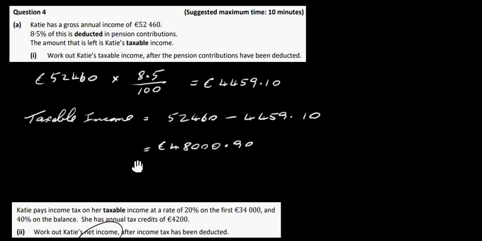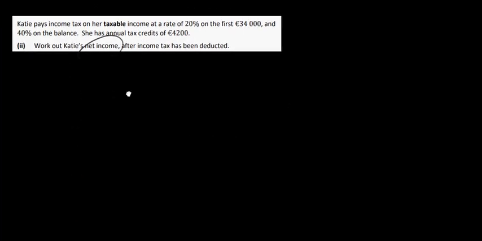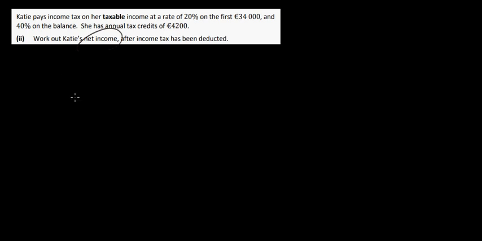Okay, so that's it for part A1. Let's have a look at part 2 here. Katie pays tax on her taxable income at a rate of 20% on the first 34,000 and 40% on the balance. She has annual tax credits of 4,200. Work out Katie's net income after income tax has been deducted.